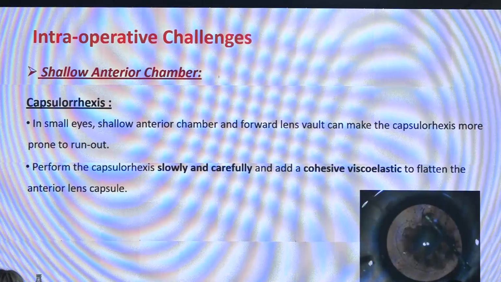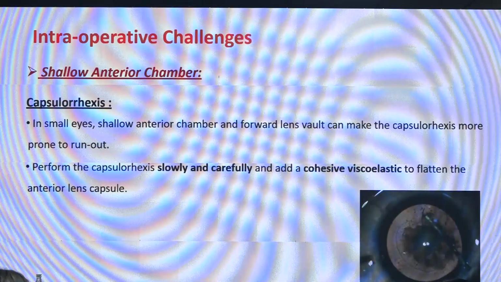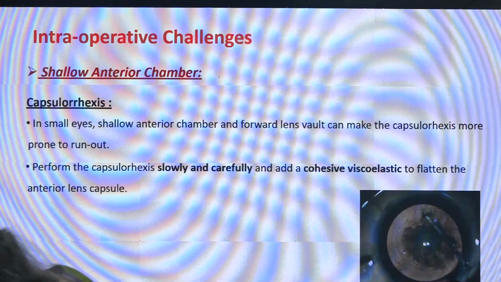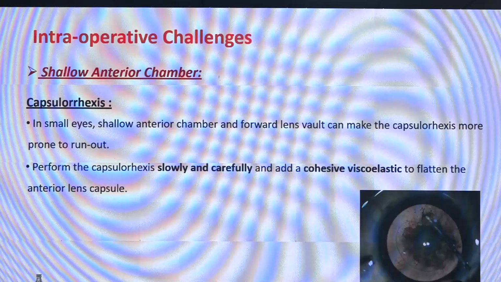Coming to capsulorhexis, in small eyes, a shallow anterior chamber and forward lens vault will make the capsulorhexis more prone to run out. So perform the capsulorhexis slowly and carefully, and also use a cohesive viscoelastic to flatten the anterior lens capsule. You can also prefer to do the capsulorhexis from the side port in such cases rather than the main port, so that the OVD doesn't egress out and the AC is maintained.